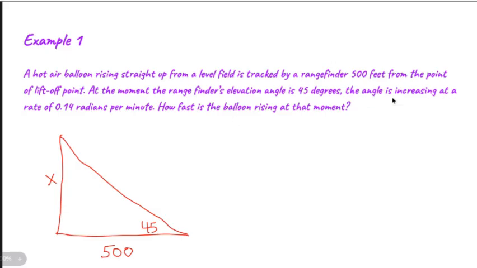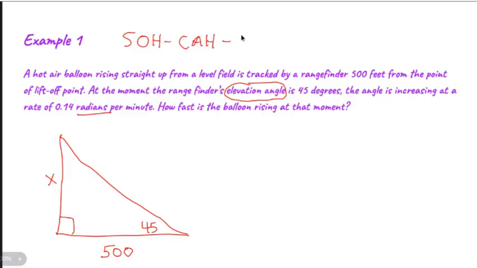The angle is increasing at a rate of 0.14 radians per minute. How fast is the balloon rising at the moment? So we've got an angle, we've got a right triangle. It says elevation angle, which relates to angle of elevation. This should give us some SOHCAHTOA vibes here.